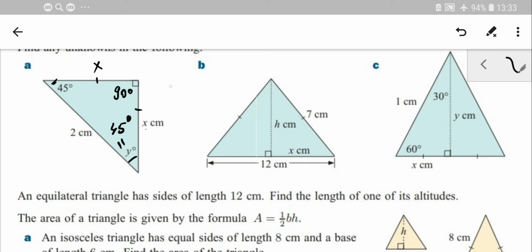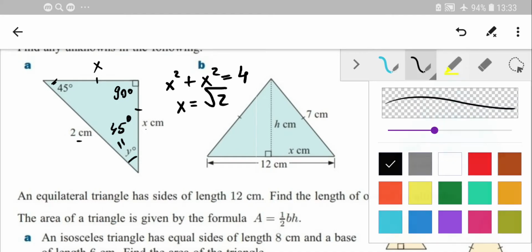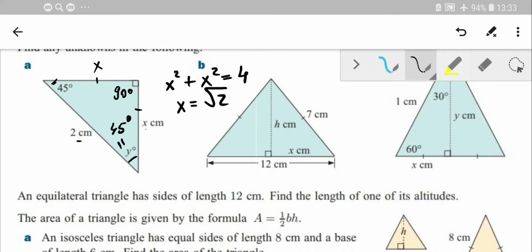Okay, so we got x squared plus another x squared equals 2 squared, which is the hypotenuse, it's 4, so we'll get x equals square root of 2. Easy, right? Okay, let's move on.